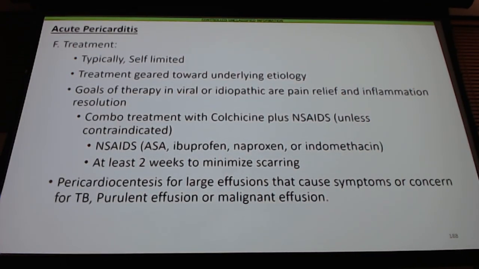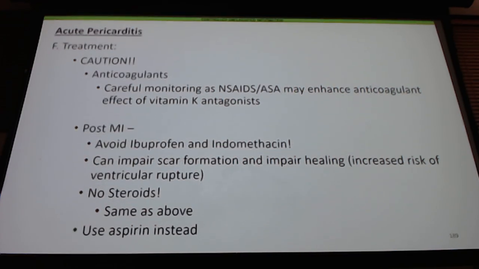And then the treatment for this is going to be colchicine plus an NSAID. Your NSAID options are aspirin, ibuprofen, naproxen, and indomethacin. And you're going to want to do this for at least 2 weeks because this will, one, make them more comfortable, treat the pain, but it also will decrease the development of complications like scarring and stuff like that, leading to a constrictive pericarditis.